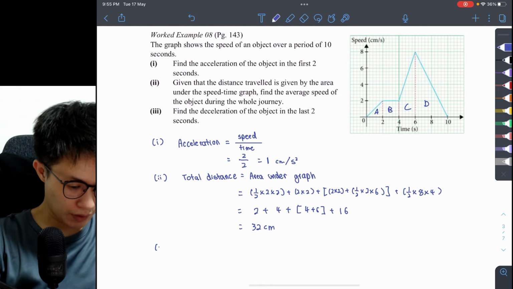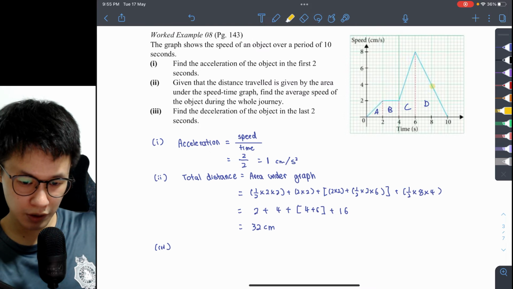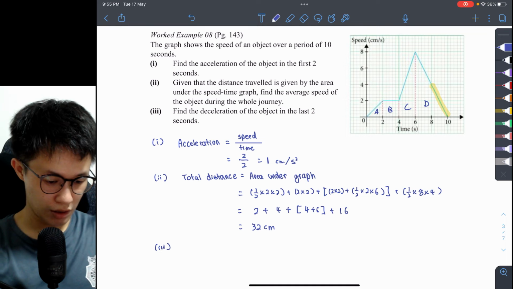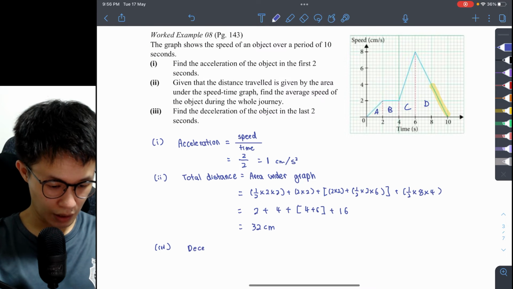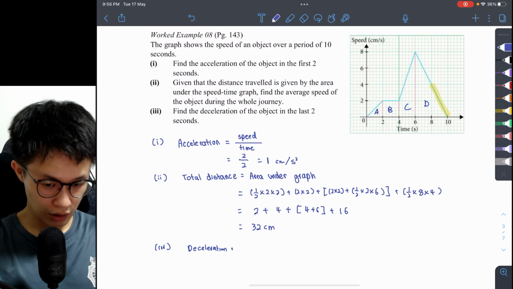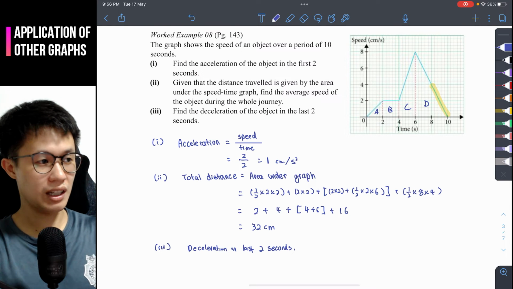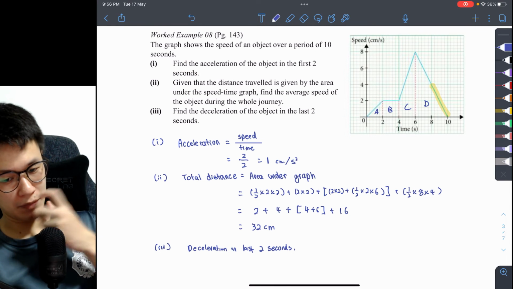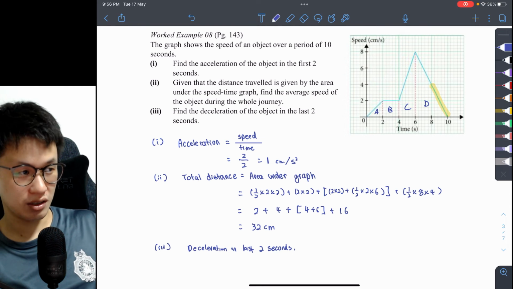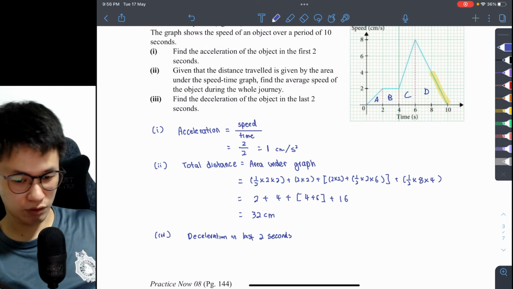To use the gradient, pretty straightforward. I'm going to use the gradient of 2 points, from here all the way down here. Honestly there are only 2 points. Let me write deceleration in last 2 seconds. In fact, the deceleration for the last 2 seconds would be the same as the deceleration for the last 4 seconds, right? It should be the same, but we don't exactly have to worry much.